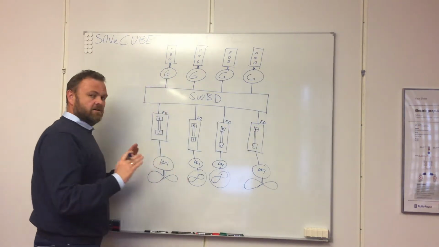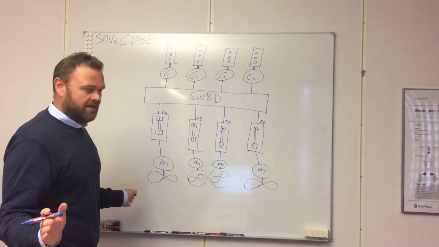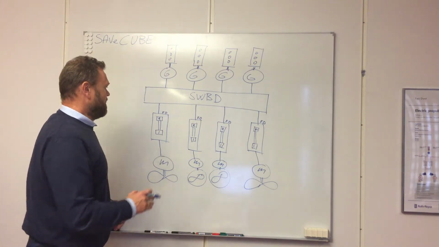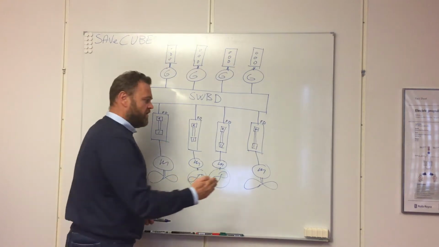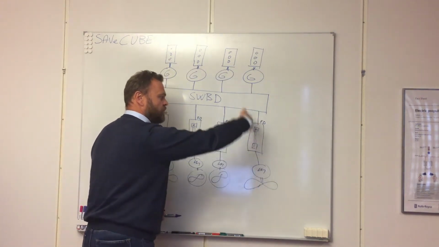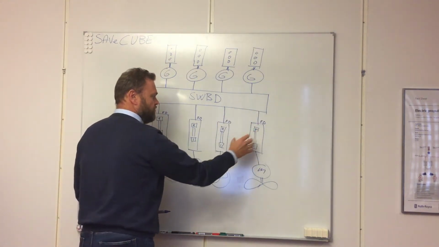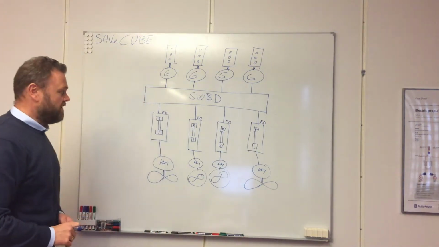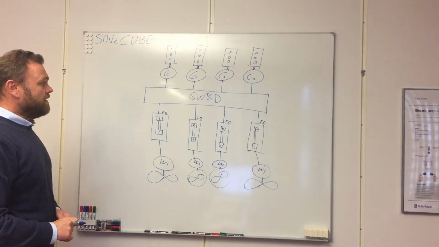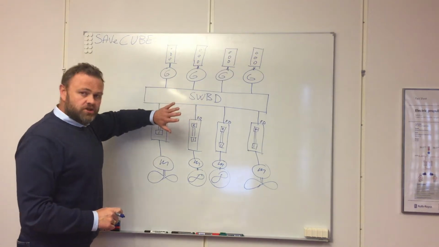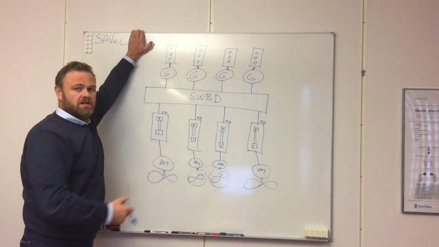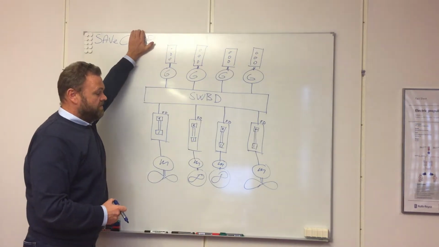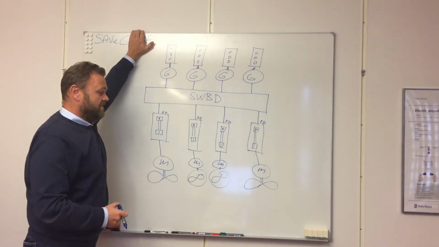It's not a 12 pulse, it's not an 18 or 24 pulse. We do not have any transformer, and the power may flow in both directions through this frequency drive. So this is not a save cube. This is a save line, a typical diesel electric system on board many vessels.